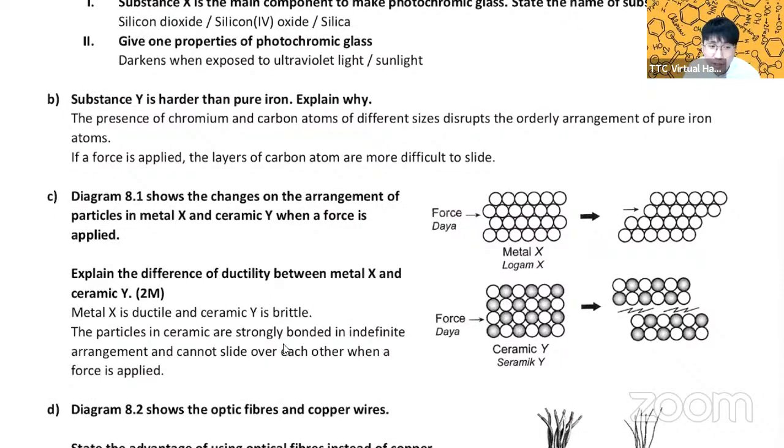Okay, so particles in ceramic are strongly bonded in an indefinite arrangement. They cannot slide over each other when a force is applied. Ceramic cannot slide. Metal only can slide.